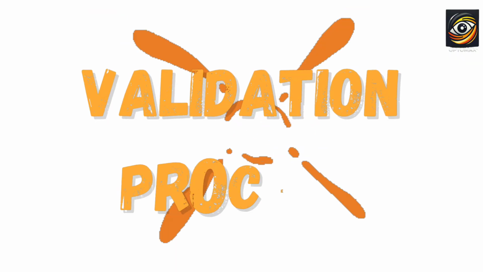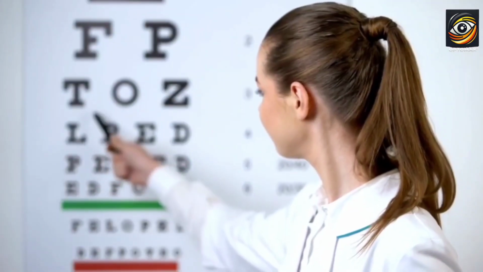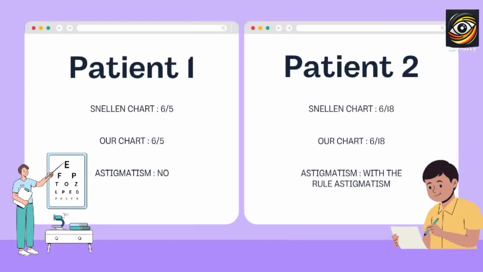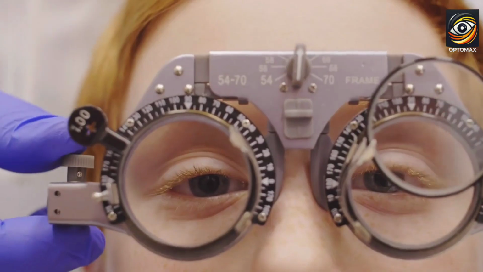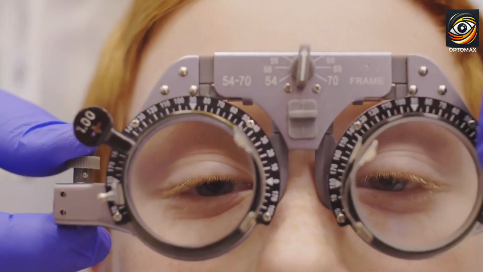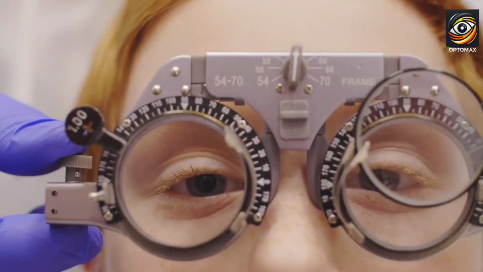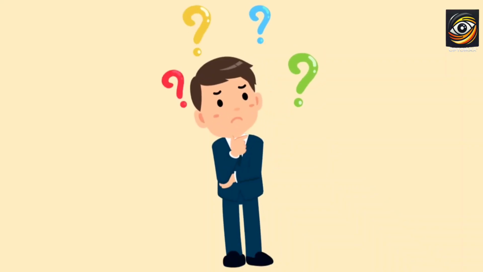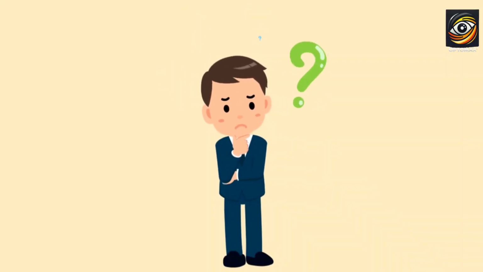Next, validation process. It was proven that this innovation matches the accuracy of the Snellen chart, while also providing better astigmatism detection and being easier to perform. Last but not least, the design process. We are dedicated to developing a visual acuity chart that offers accessibility and use for all patients while also removing linguistic barriers. But how? We follow the given steps.